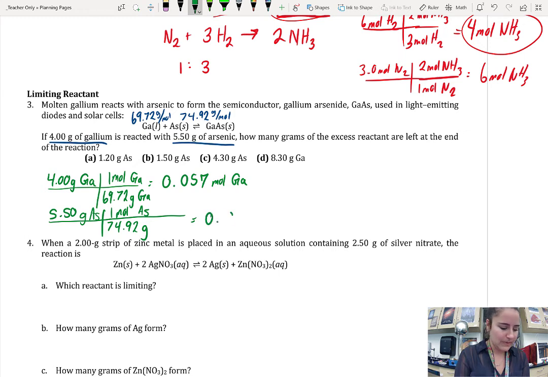Okay, so 0.0734 moles of arsenic. And I just realized I cut a sig fig off of the first one, so let me write that down. 0.05737, so there should be a 4 at the end. Okay, so because they react in a 1-to-1 ratio, whichever one I have less of is going to be my limiting reactant. So this gallium is going to be my limiting reactant.